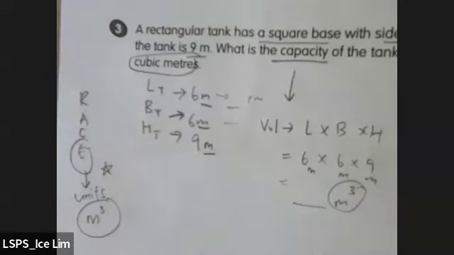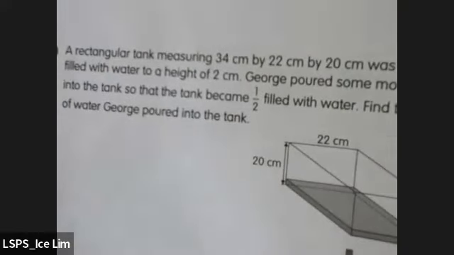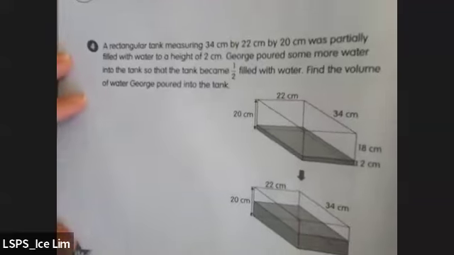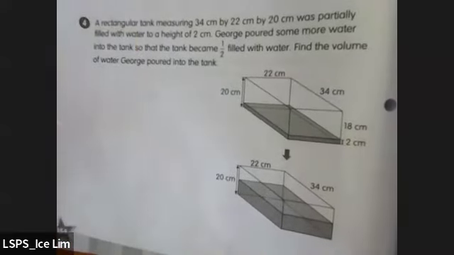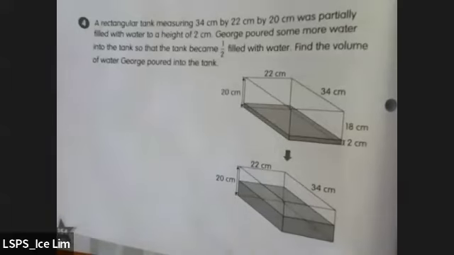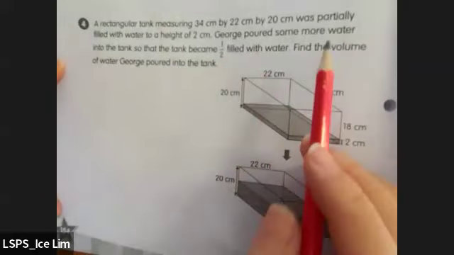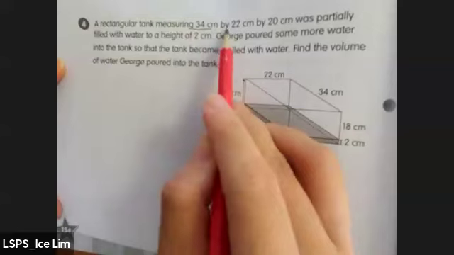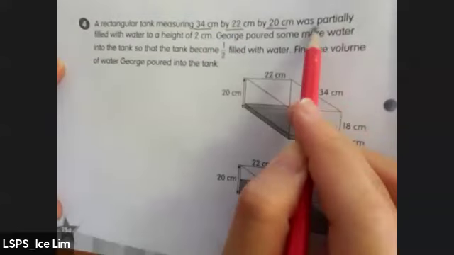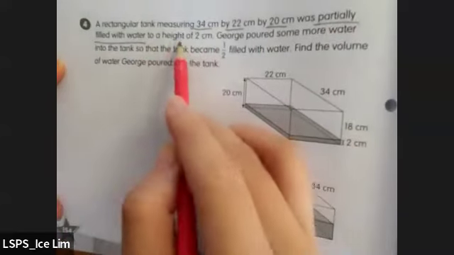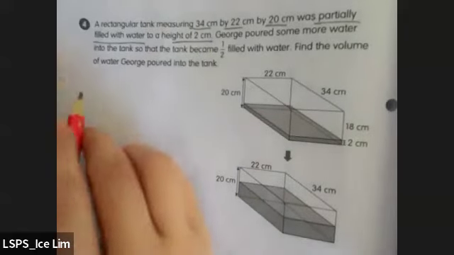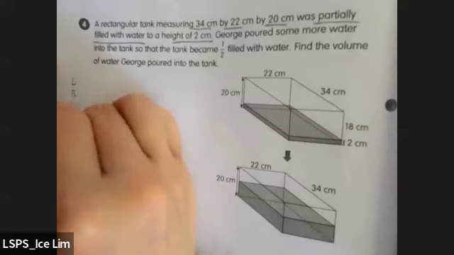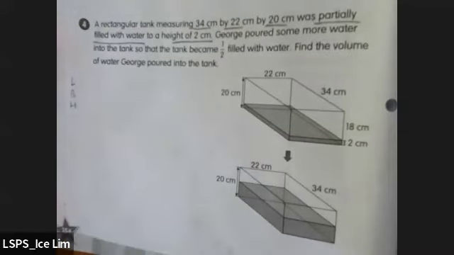Okay? Now, last one. So the last one here that I'm going to do is on page 154, question 4. Okay, some of you have already done it. That's really good. So in this story, there's this measurement. It is partially filled with water to a height of 2 centimeters. So I will write length, breadth, height with the tips that I taught yesterday.